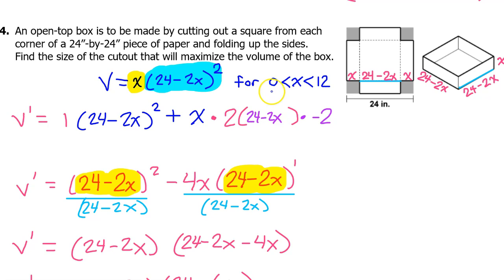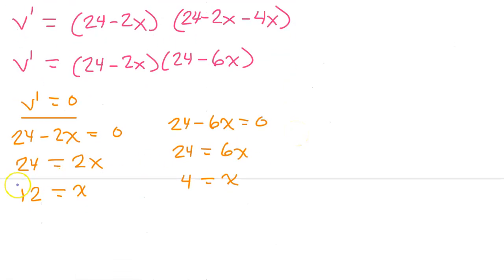Don't forget about the domain limitations implied by the context of the problem. We determined that x has to be less than 12 because we only have 24 inches of paper to work with, and we are making 2 cuts. If we cut 12 from the left and 12 from the right, those cuts will meet in the middle and the paper will fall apart, and you can't make a box. So x must be less than 12. Since x cannot equal 12, this is not a valid solution. This is not a critical value. So when we make the v prime sign chart, we will only have the 1 critical value.